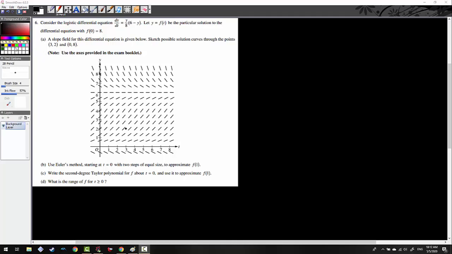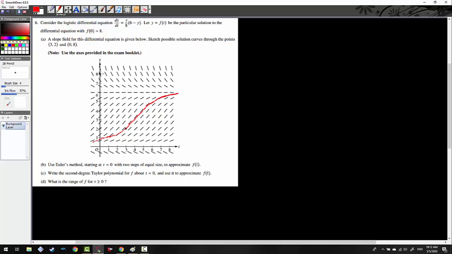So if I was to do both, because they want both of them, the one that goes through (3, 2) is pretty straightforward. It kind of follows this wave here, and it goes asymptotic right around 6, which is presumably the carrying capacity of this curve here. And then it looks like it's going to kind of head down this way.